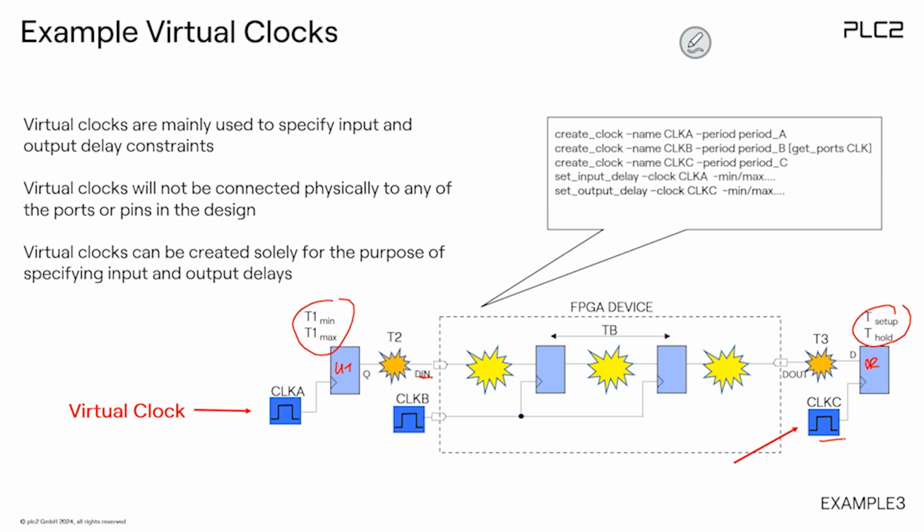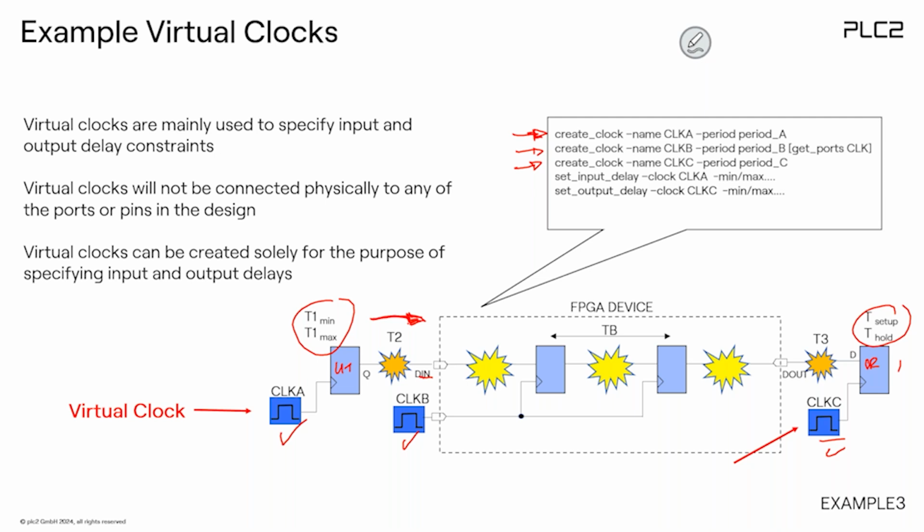And now I have to specify this. So that's the specification. First, I create a clock A. You see this one is a virtual clock. It's exactly this one, virtual clock. Then I define the clock B. The clock B is this one, with some value. Then I define the clock C. It's this one, with some value. Okay. And now I define the set input delay. I say, okay, set input delay is this one, or this, because the input is always from the viewpoint of the FPGA.